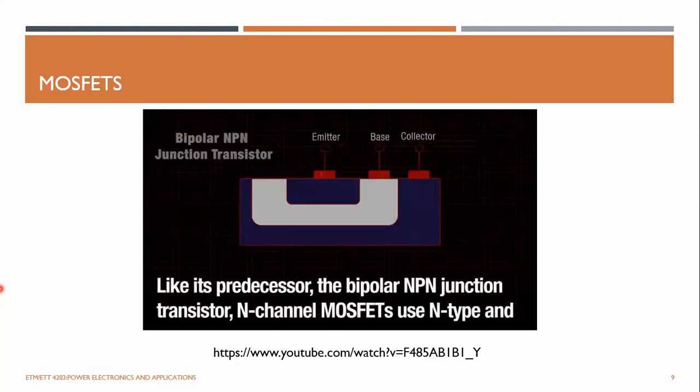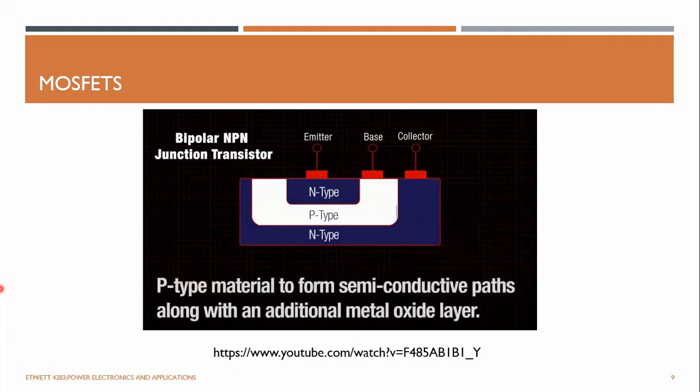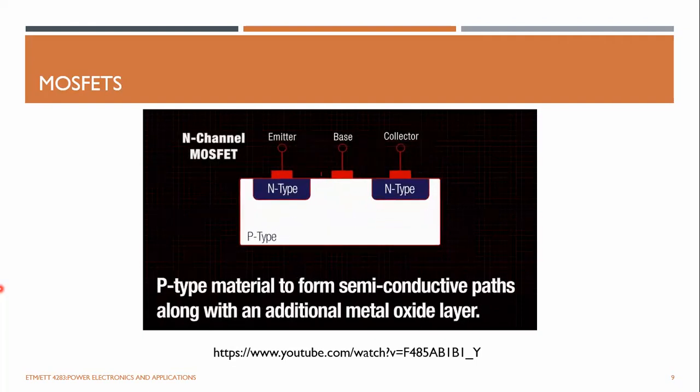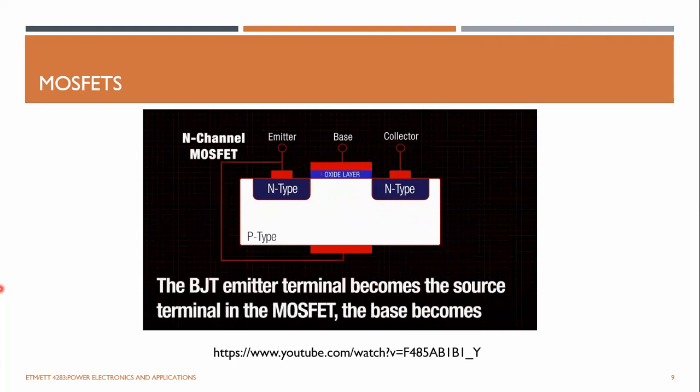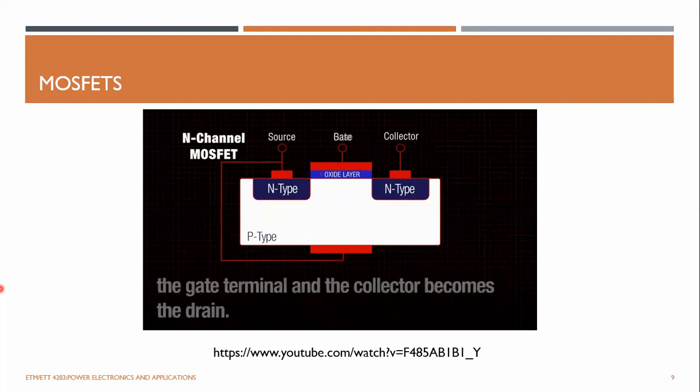Much like its predecessor, the bipolar NPN junction transistor, N-channel MOSFETs use N-type and P-type material to form semiconductive paths along with an additional metal oxide layer. For terminology, the BJT emitter terminal becomes the source terminal in the MOSFET, the base becomes the gate terminal, and the collector becomes the drain.